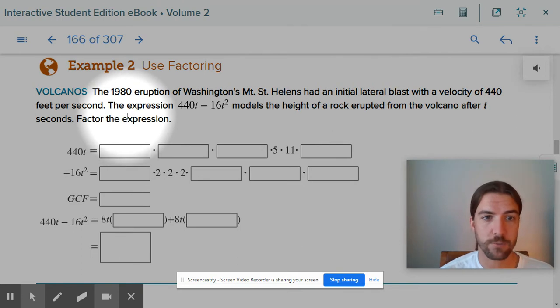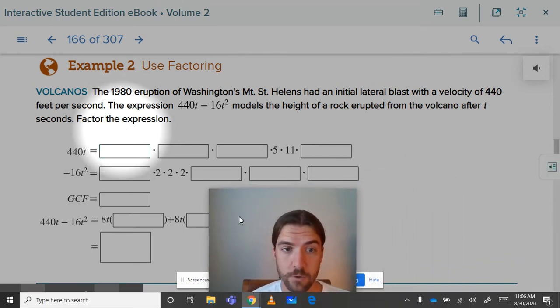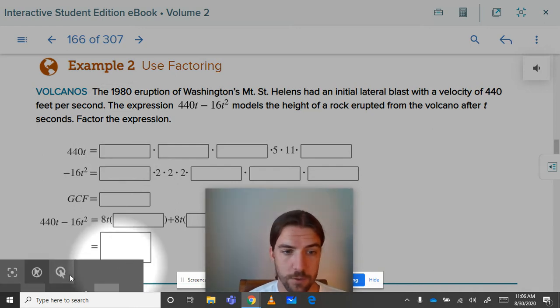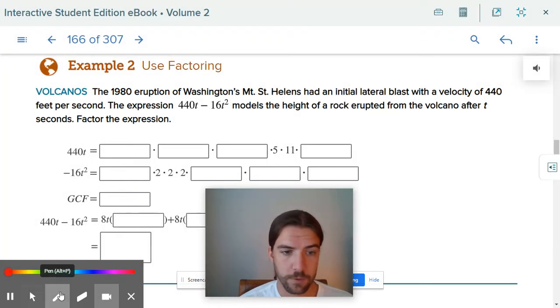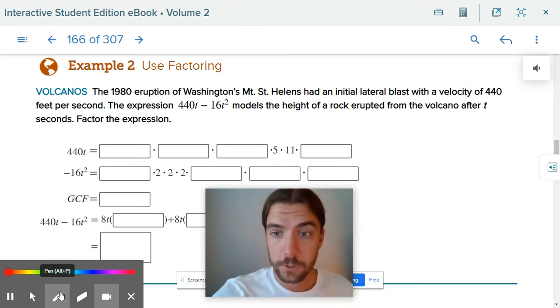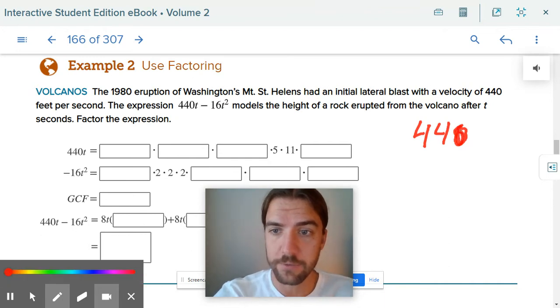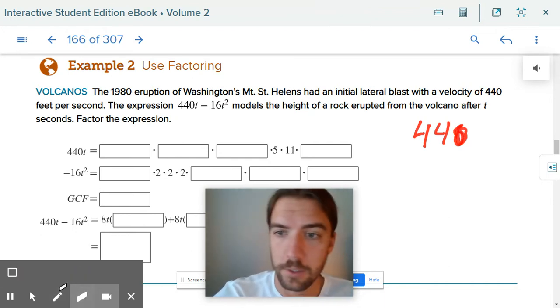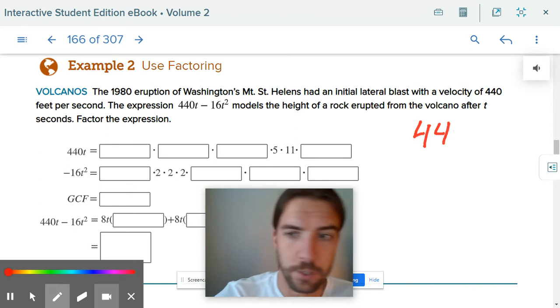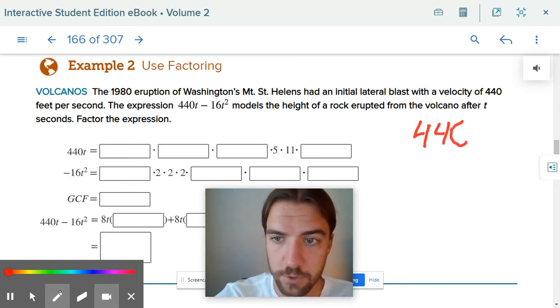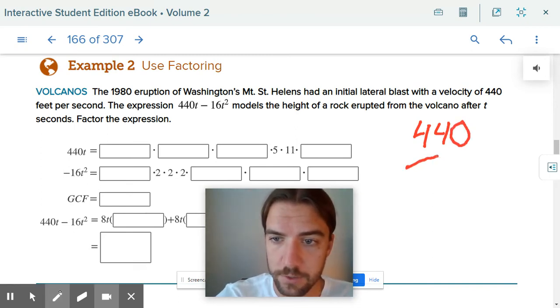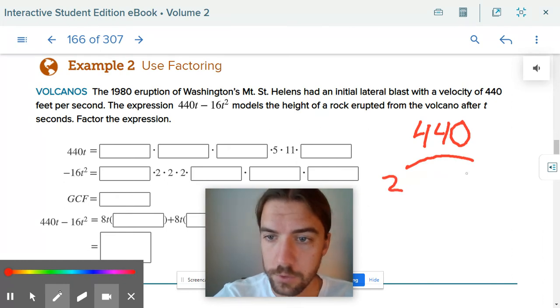We want to factor this expression. Okay, so let's factor this down. We want to think about what the factors of 440t are. Well, let's just start with that 440 part. The way that I like to factor things is to typically just divide by whole numbers, starting with the smallest ones. So I'm going to divide this into 2 times 220.